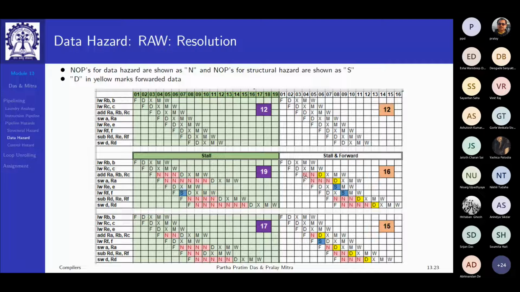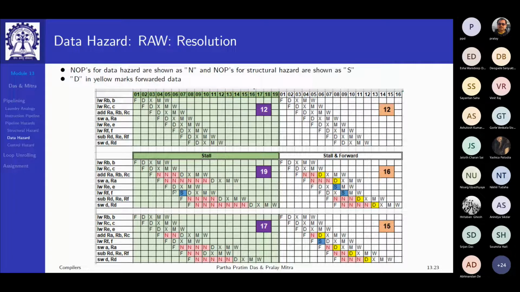And as soon as it is available in memory, in the next cycle itself, directly from the memory, it can be forwarded to the decoder stage for the add to use, and we have a smaller amount of stall to be done. And that means that the write back for RA for add will happen now in cycle 9.